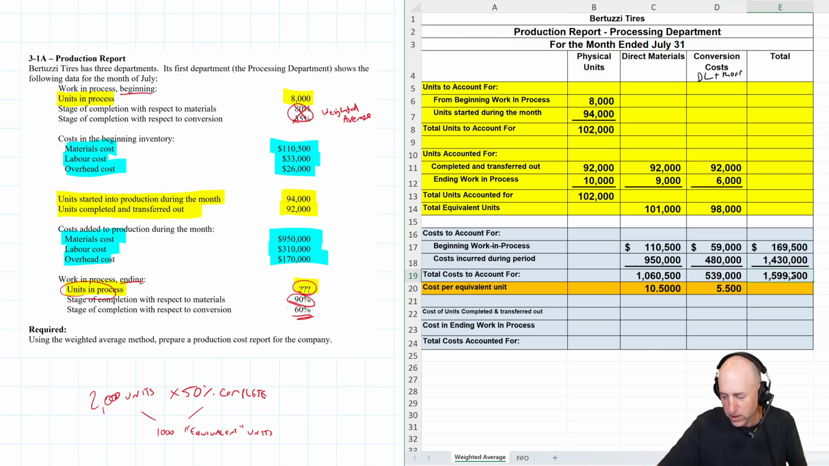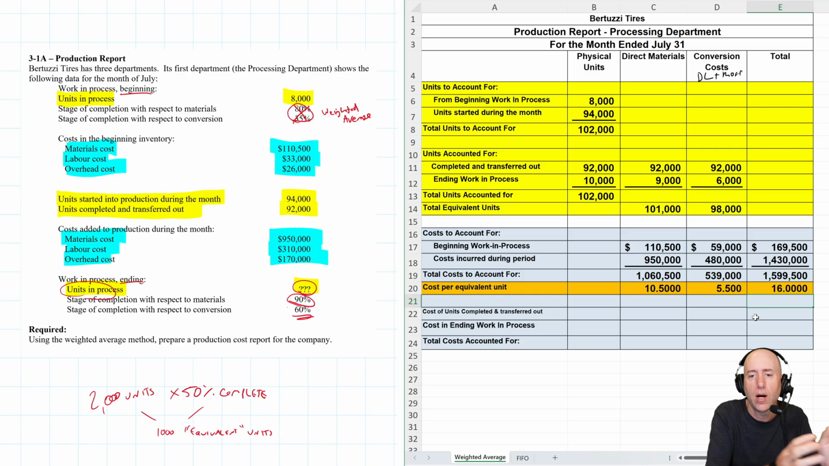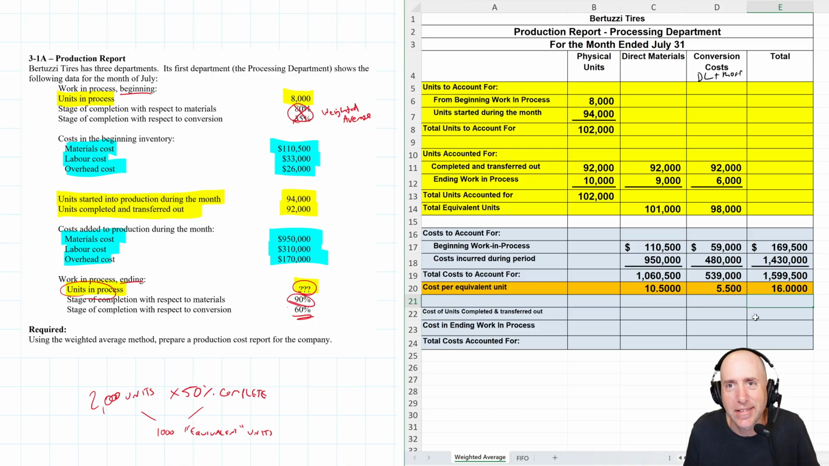And our total cost, 1,599 divided by, oh no, there's nothing to divide by. How do I get a total here? I just add them. 10.5 plus 5.5, it's $16. So what does this tell me? Well, it tells me, I'm Bertuzzi Tires. The processing department, when the stuff comes through the processing department, the cost per unit coming out of there is $16.